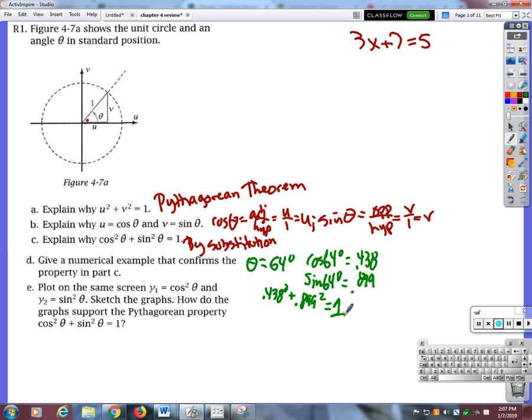Yeah, because you went times and we were doing plus. I want to do that squared plus that squared. Okay? All right, so this is the reason why sine squared plus cosine squared equals 1. Geometrically, this is an example of a way that it works. They want us to also show it graphically, but we are not going to do that.